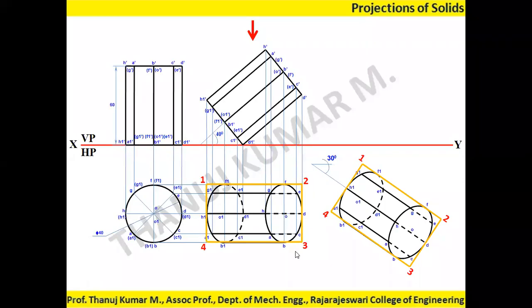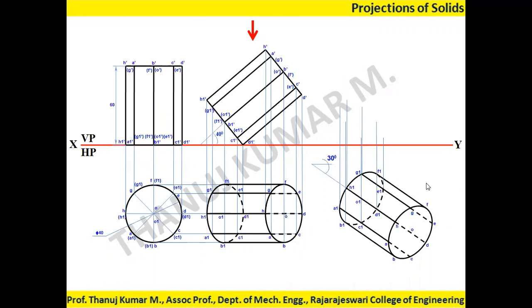Whatever you have drawn as the apparent view here, the same thing should be drawn at 30 degrees to VP, this way. After that, you need to project the projectors from the base, from the front view, so that you can get the corner points and name the points this way.